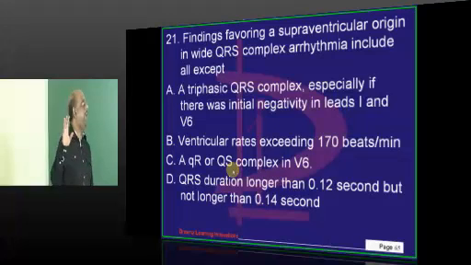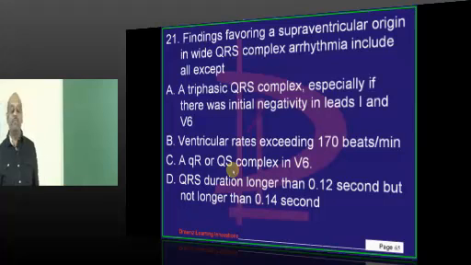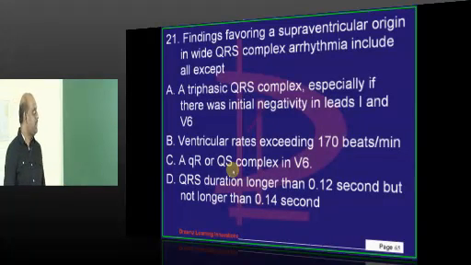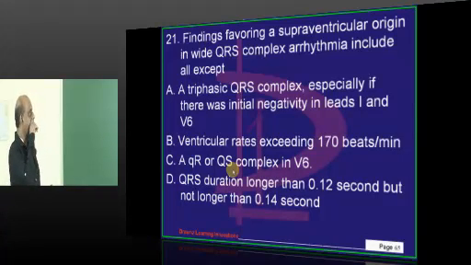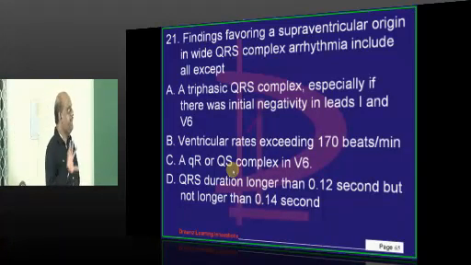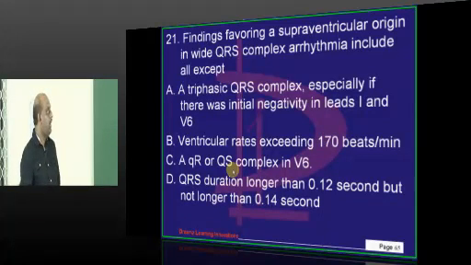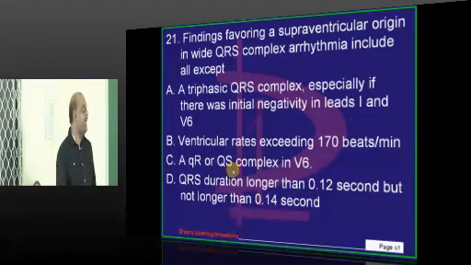What findings favor a supraventricular origin of a wide QRS? Now you have to answer. Now you have finished your DM cardiology, no? Which is the exception, which doesn't favor supraventricular but favors ventricular? Question number 21. Already we have discussed this point. Do you like to say triphasic QRS complexes, or a ventricular rate more than 170, or the QR or QS complex in V6? What did you remember in our last discussion?